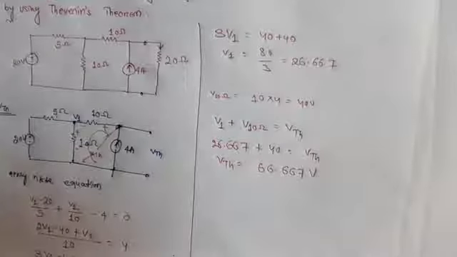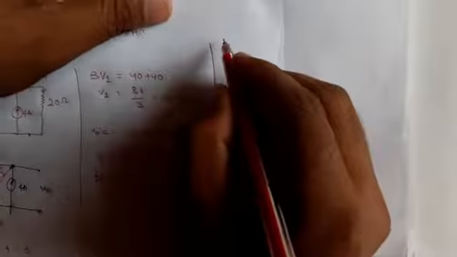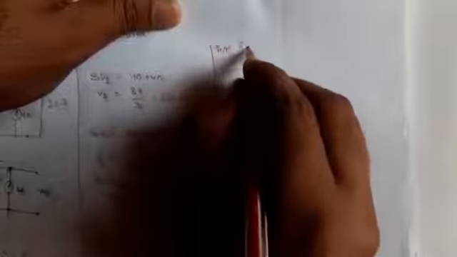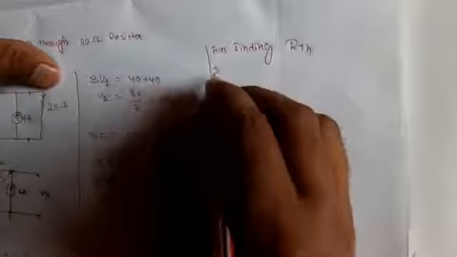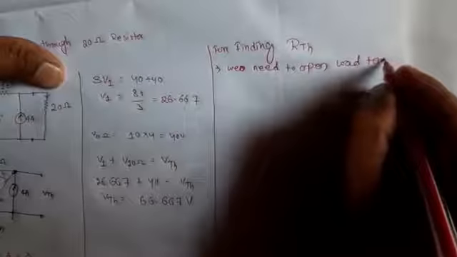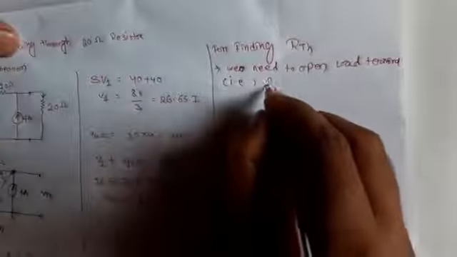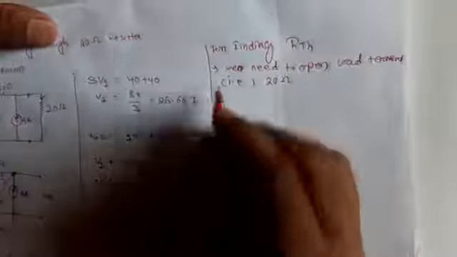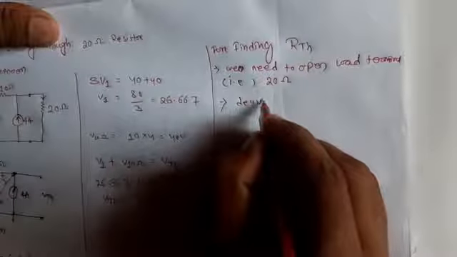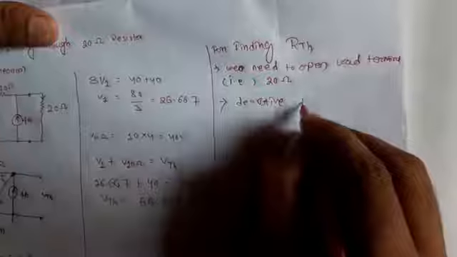Next we need to find Thevenin's equivalent resistance, RTH. For finding RTH, the first step is to open the load terminal, that is the 20 ohm resistor, and deactivate the energy sources.